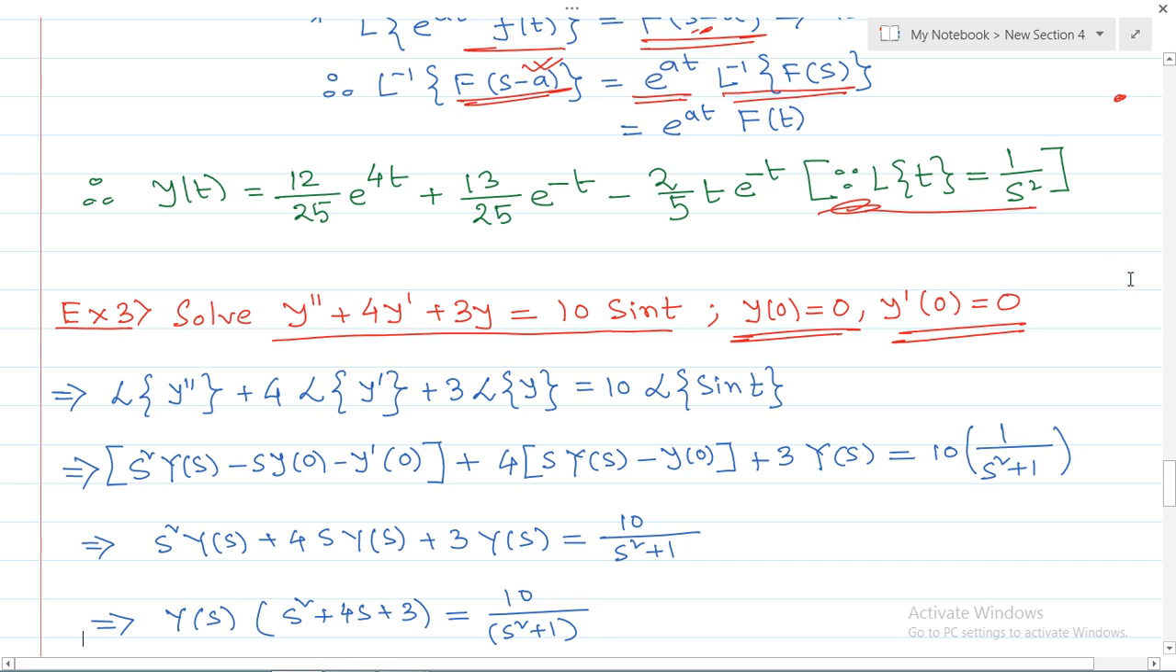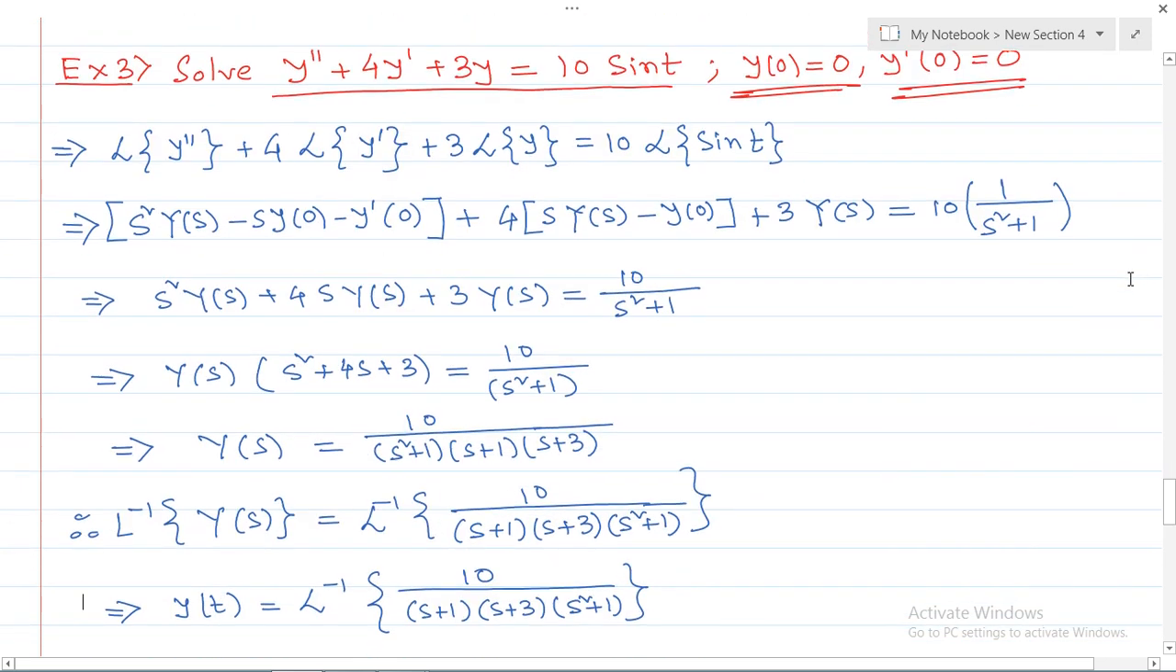Okay, so let us quickly now try to recall all the formulas. For the differential equation, we have to take the Laplace transformation on both sides. So we have L of y double dashed plus 4 into L of y dashed plus 3 into L of y equal to 10 into the Laplace transformation of sin t. Now we have to apply the formula for the double derivative, that is s square into capital Y minus s into small y of 0 minus y dashed of 0.